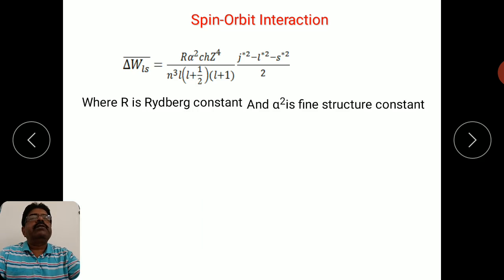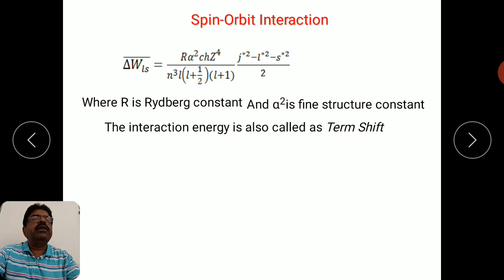Okay, so R, as I have earlier told you, is the Rydberg constant, and alpha squared is the fine structure constant, because the spectra of alkali elements have spectral lines with a doublet structure. That means they have fine structure, so it is defined in a quantitative manner by this constant alpha squared.